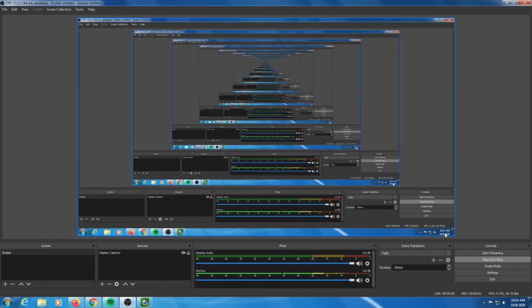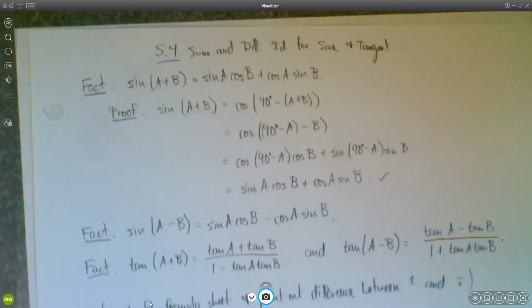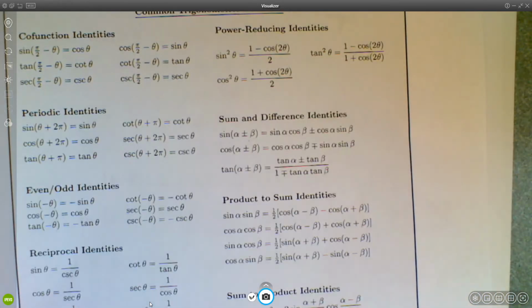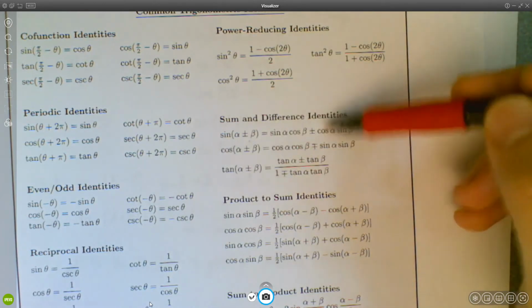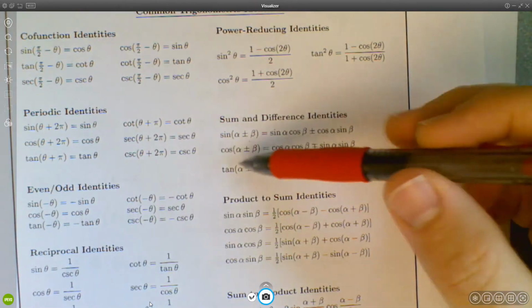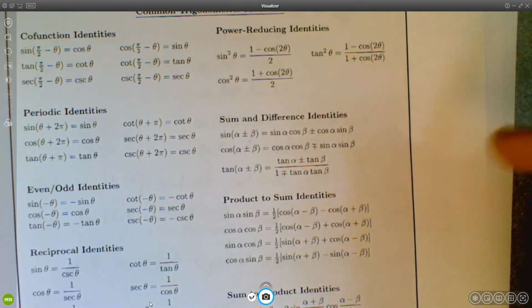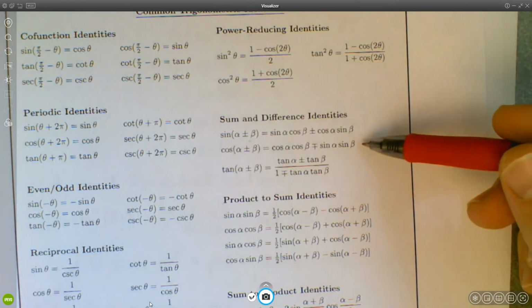All right, let's talk about 5.4. This is the sum and difference identities for sine and cosine. So it's going to be these two, right? The sum and difference identities for sine, and then the sum and difference identities for tangent. Sorry, I think I said cosine a second ago, but I meant tangent. We did cosine in the previous section.